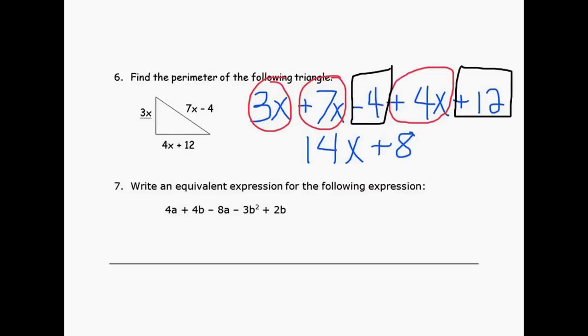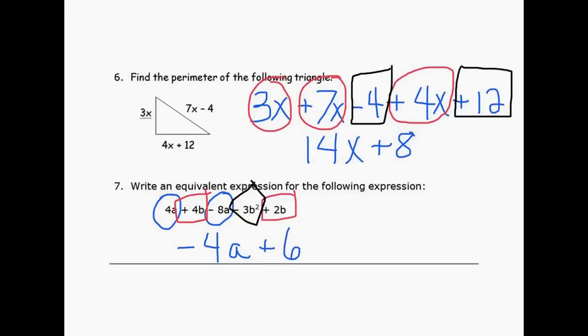Okay, so let's do our last one. We've got a 4a, a negative 8a, we've got a 4b, and a positive 2b, and we've got a negative 3b squared. So we'll combine our blue circles. 4a minus 8a is negative 4a. Then we're going to combine our red squares. 4b plus 2b is 6b. And then our black diamond is alone, so minus 3b squared.